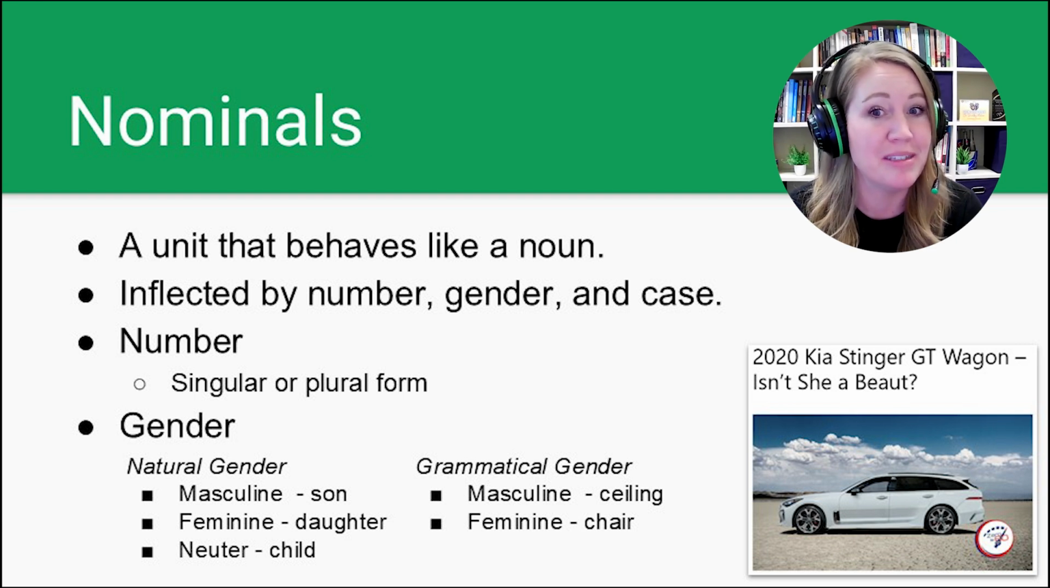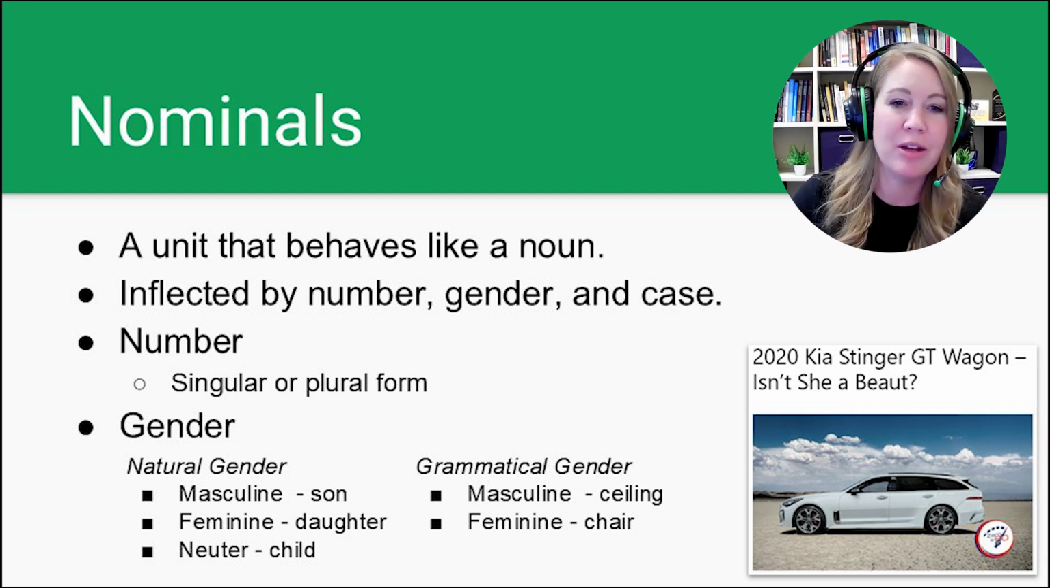Well, a nominal is a unit that acts or behaves like a noun. So pronouns fit perfectly inside that definition. Nominals are inflected for number, gender, and case. And this is what we're going to unpack.